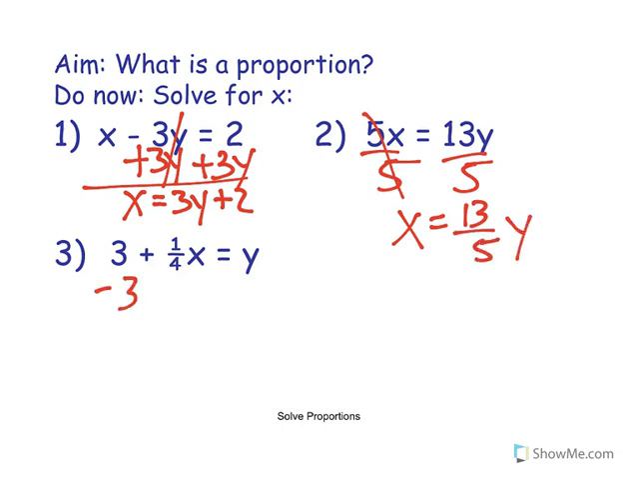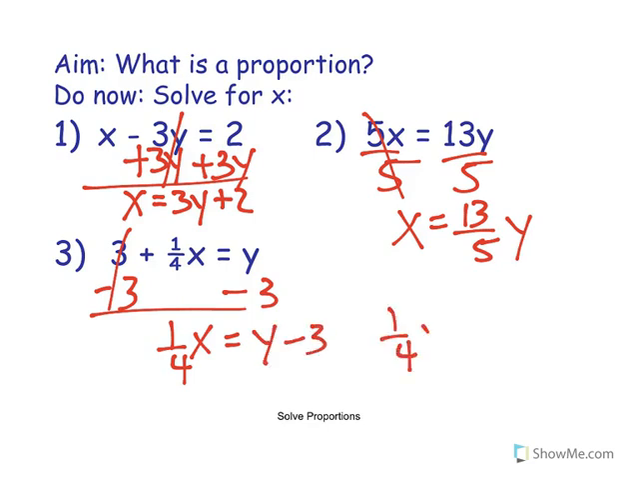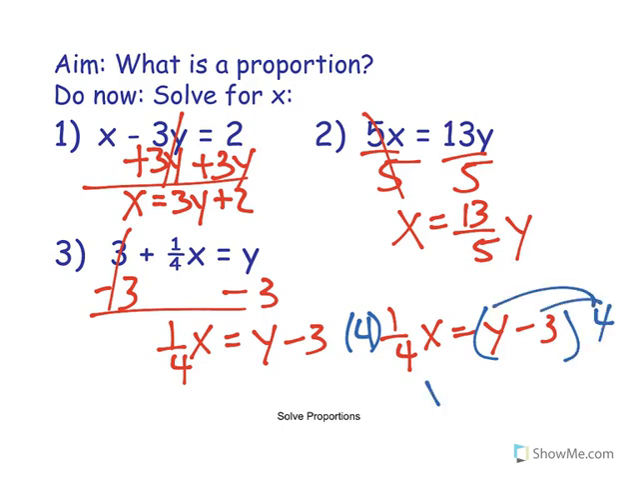The third one is two steps. So I have to isolate my x term. So I add negative 3 on both sides. And I'll bring this down here. So if I don't want 1/4 of x, if I just want x, I need to multiply by the reciprocal, which is 4. But on this side, when I multiply by 4, I need to make sure that I distribute, and that gives me x equals 4y minus 12.